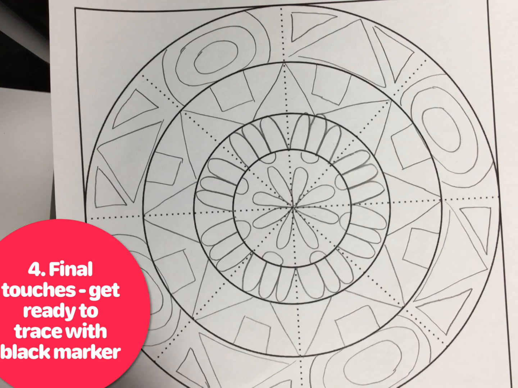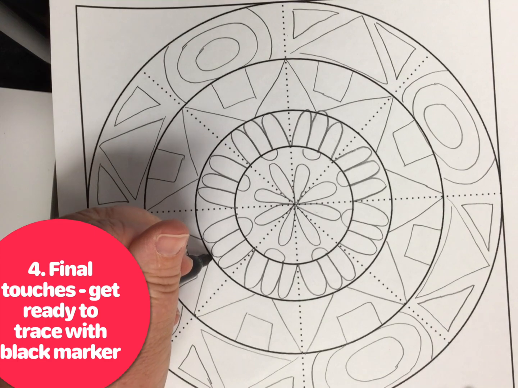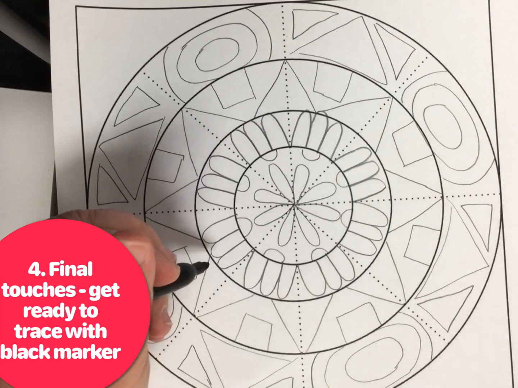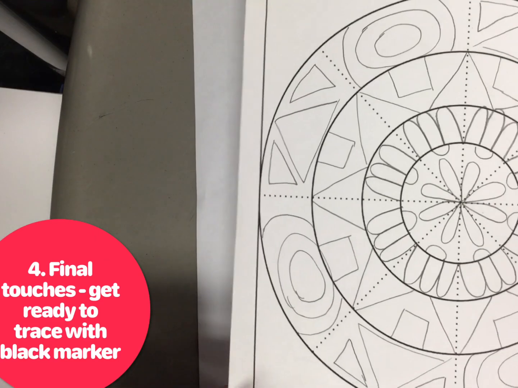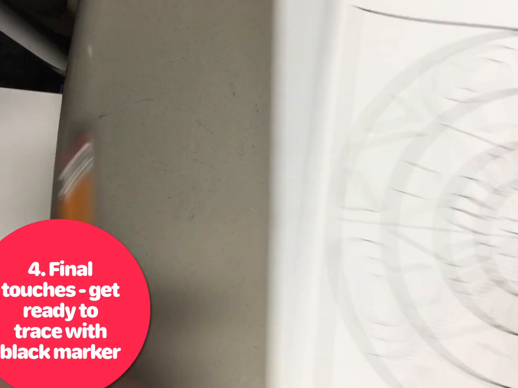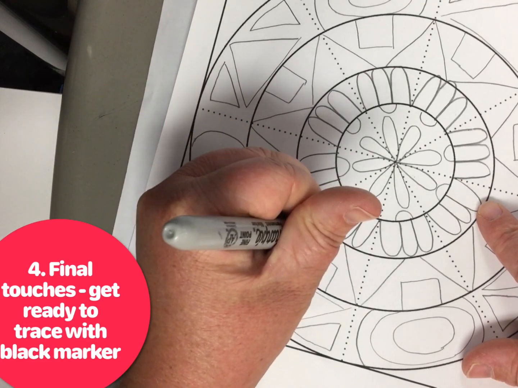When you're all done with your design, I want you to get a black marker and start slowly tracing. If you're using a permanent marker, be sure to include, oops, there goes my pencil. Include a paper underneath so it doesn't bleed through on your desk. When you trace, go slow.